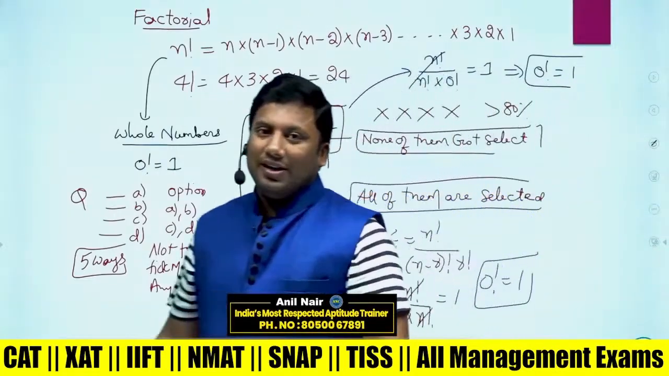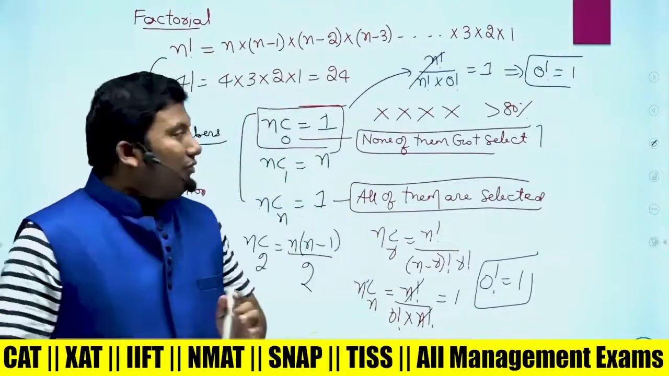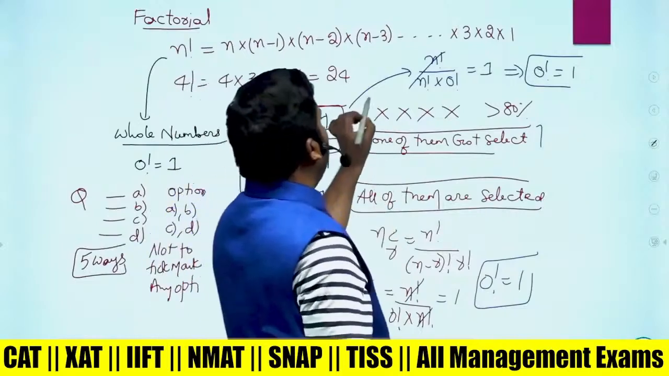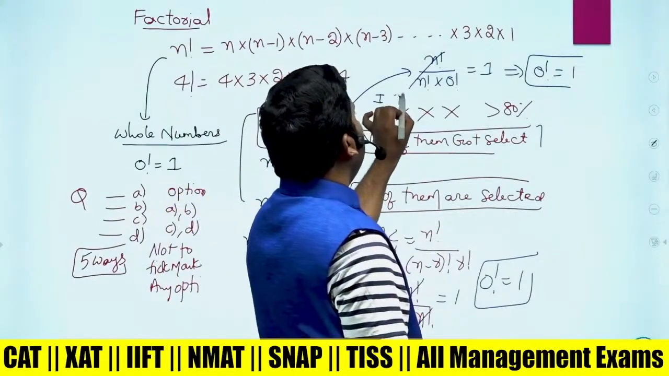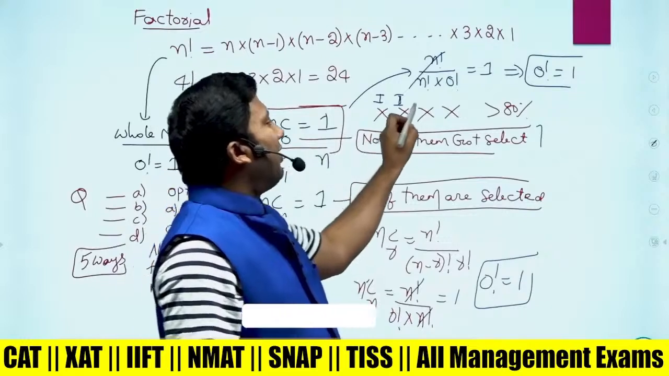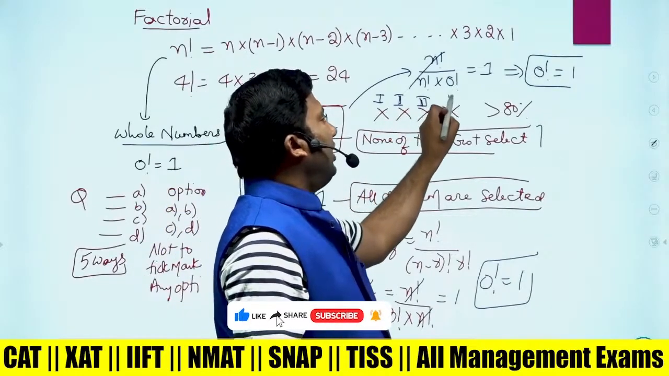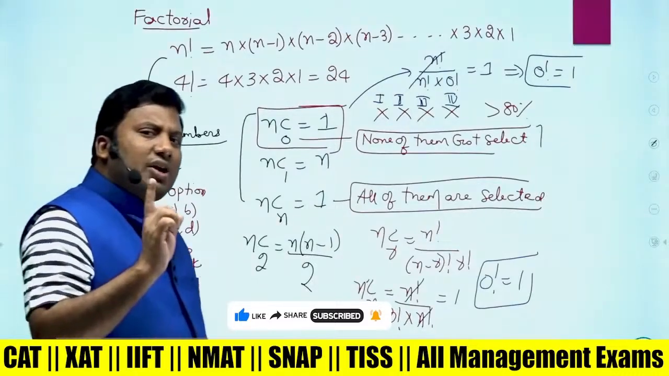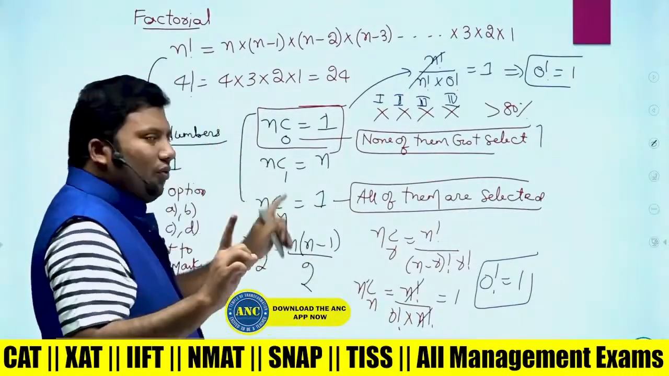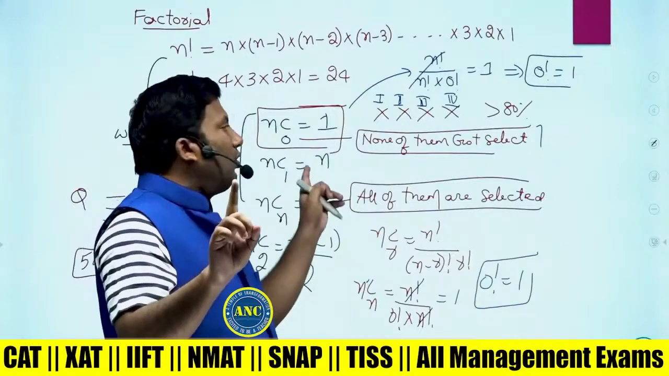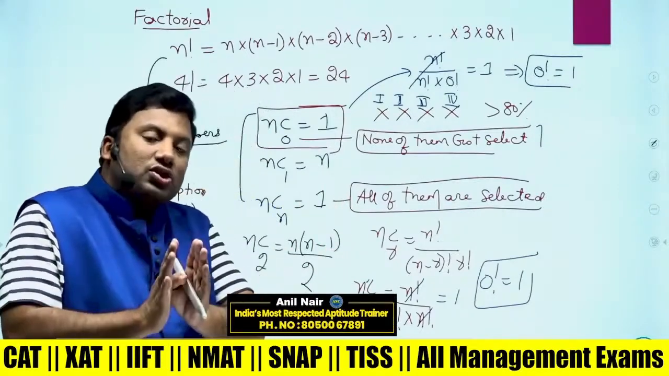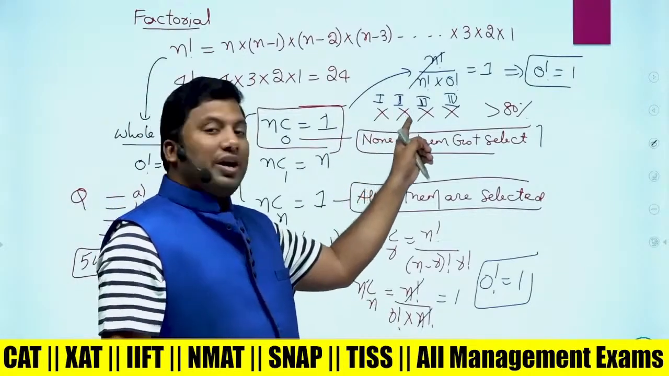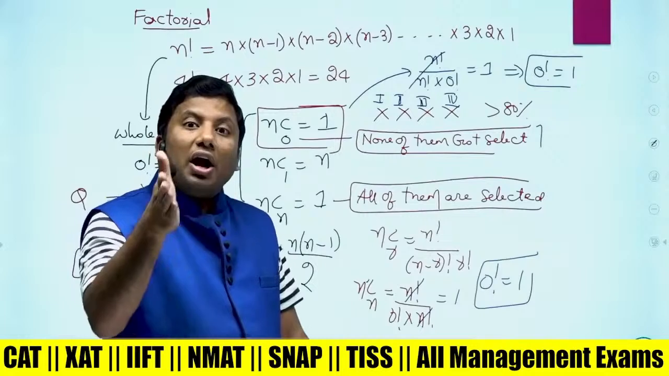NC1 is equivalent to n. I entered into the class. There are 4 students sitting in the class. I selected 1. That first student can be student 1, or student 2, or student 3, or student 4. NC1 is selecting one student out of n students. I need to select one student out of 4 students. It could be student 1 or student 2 or student 3 or student 4.